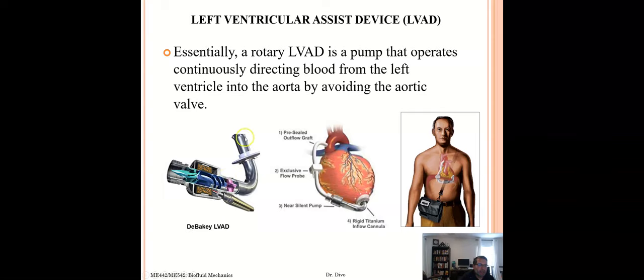Now, keep in mind that this is the inflow cannula. The inflow cannula is implanted on the apex of the ventricle, on the bottom side of the ventricle, to collect the blood available, or some of the blood available, in the ventricle. And then the outflow cannula, which comes out of the outflow duct on the axial pump, is implanted with a Gore-Tex shunt into the apex of the aorta, right here at this location in the aorta.